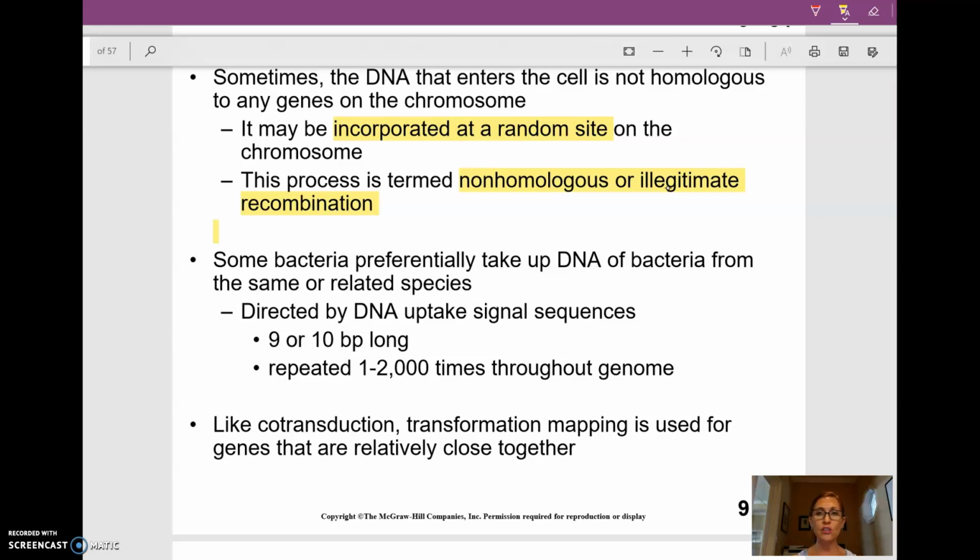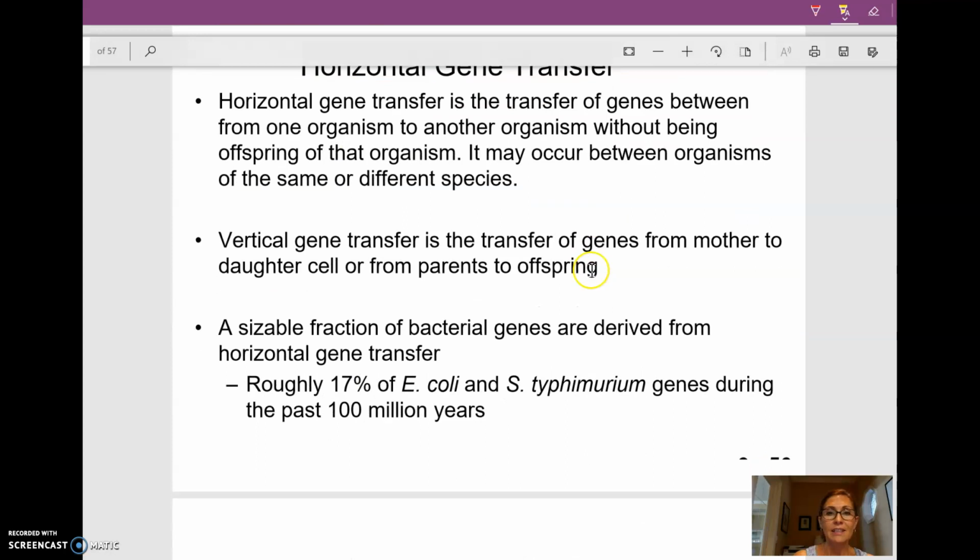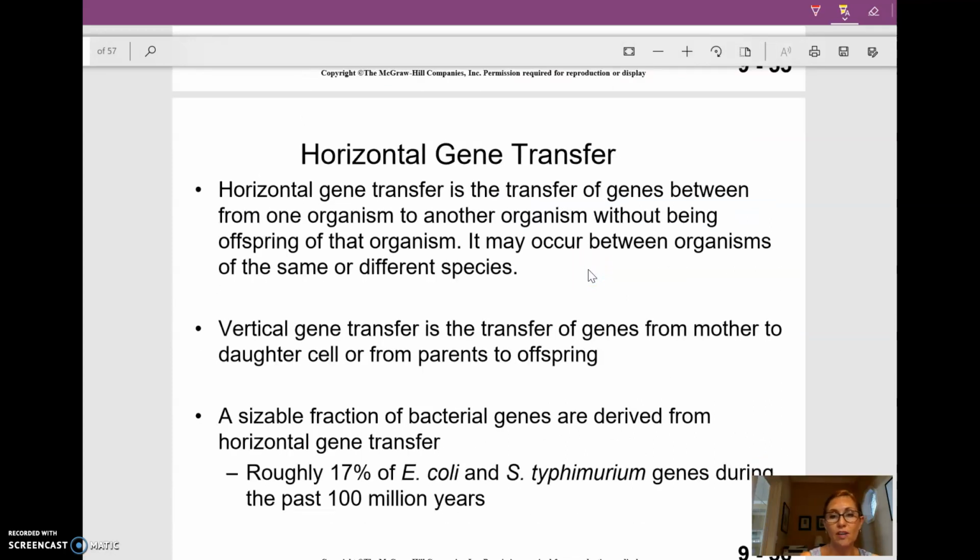But the idea is that you have bacteria preferentially taking up DNA from dead bacteria out in the environment. And it turns out that bacteria can take up chunks that are between 9 and 10 base pairs long, all the way up to hundreds of base pairs long, thousands even, all right? This is called horizontal gene transfer. Horizontal gene transfer is where you transfer genes from one organism to another without generating offspring. Vertical gene transfer is offspring, fertilization, offspring formation.